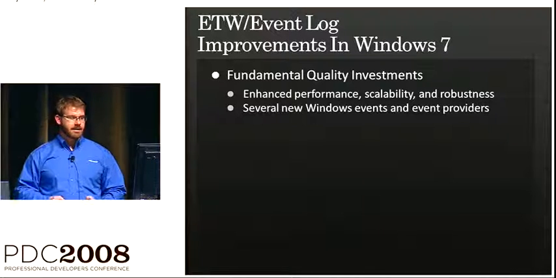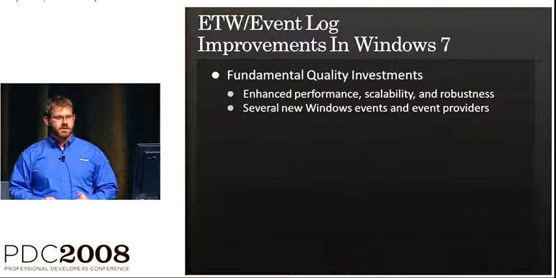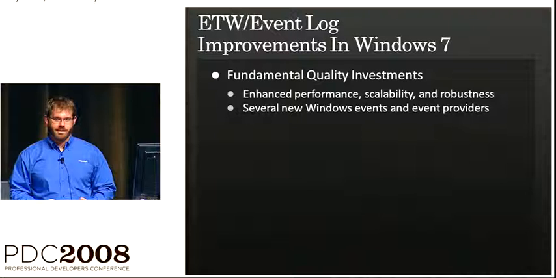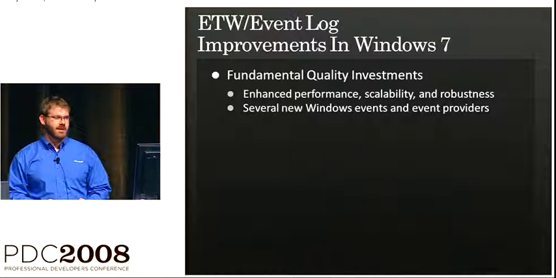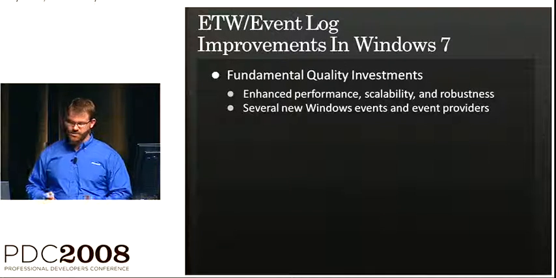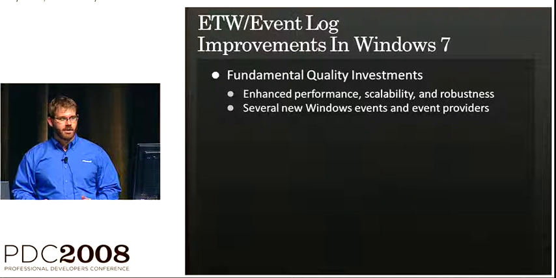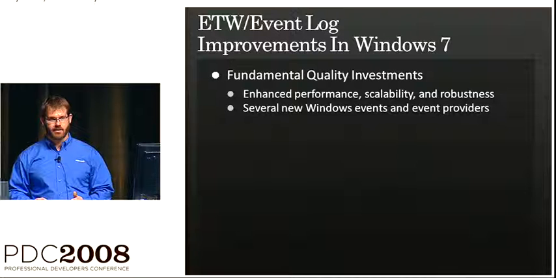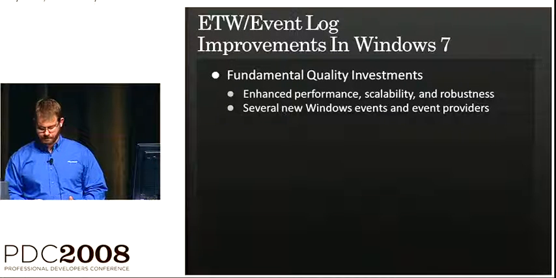The other thing is that this is now the most instrumented version of Windows that we've released to date. Starting with Windows XP, we had around 11 event providers. In Windows Vista, when released, we had in the range of 340. Windows 7 we're releasing with 640 event providers.